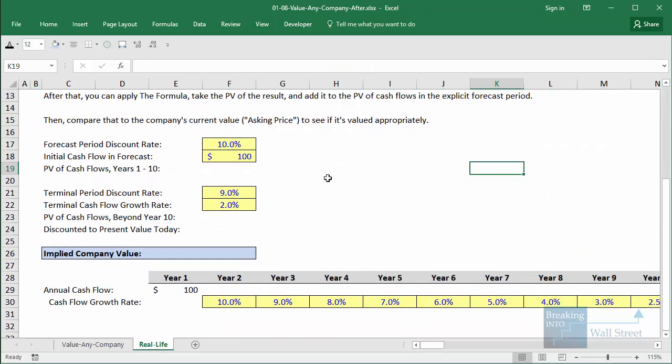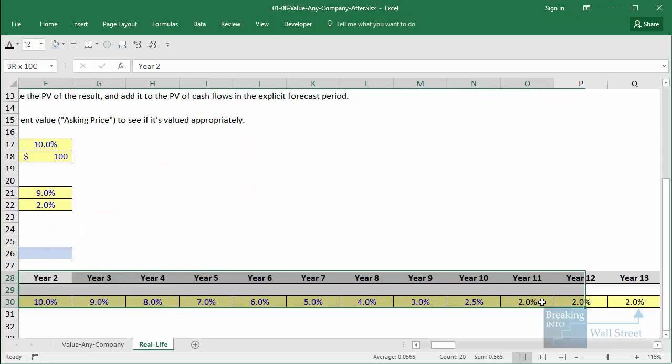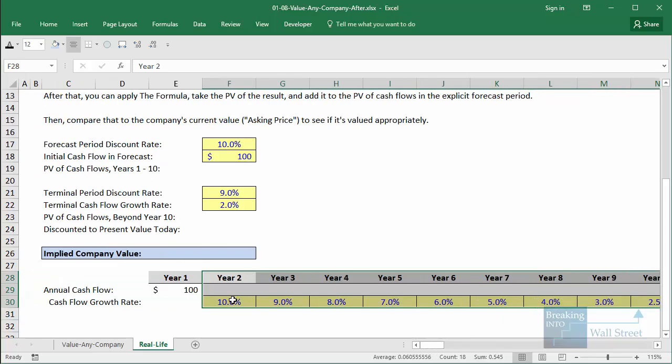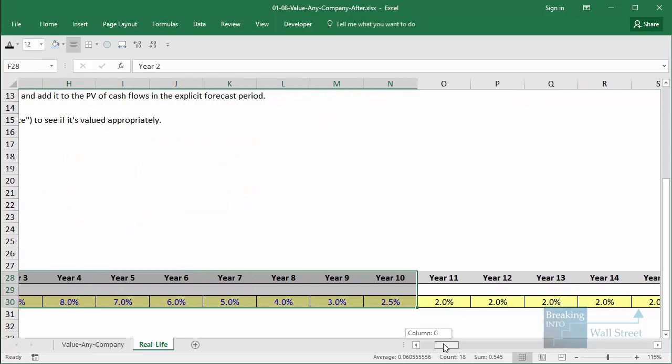We're assuming that the company's initial cash flow is 100. The discount rate in the first 10 years is 10%. After those first 10 years, the discount rate falls to 9%. The company's cash flows only grow at 2%. Now, in the first 10 years, the company changes over time. So the cash flow growth rate starts off rather high at 10%, and then it drops to around 2 to 3% by the end.